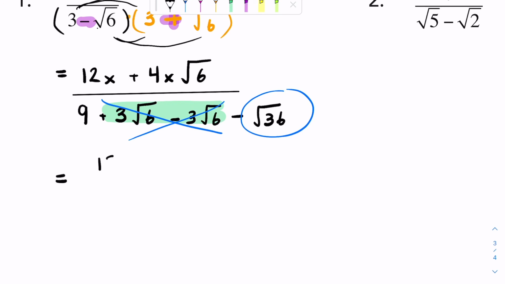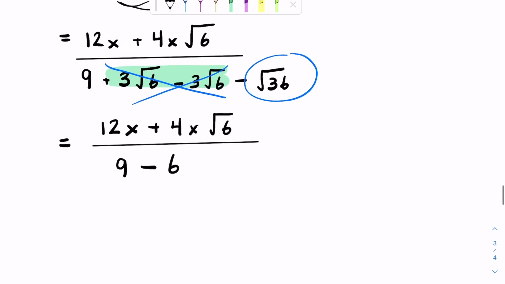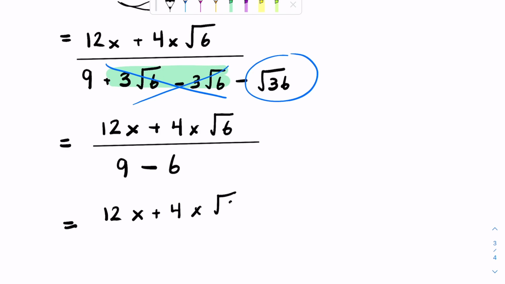So we end up with 12x plus 4x times the square root of 6 divided by 9 minus the square root of 36, or 9 minus 6. And for our final answer, 12x plus 4x times the square root of 6 divided by 3.